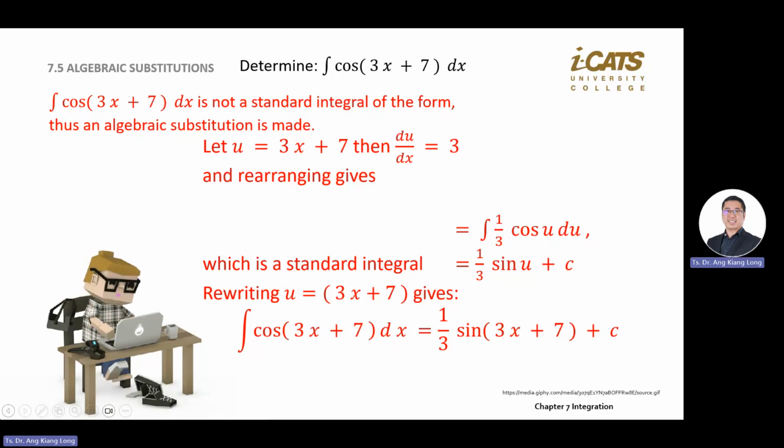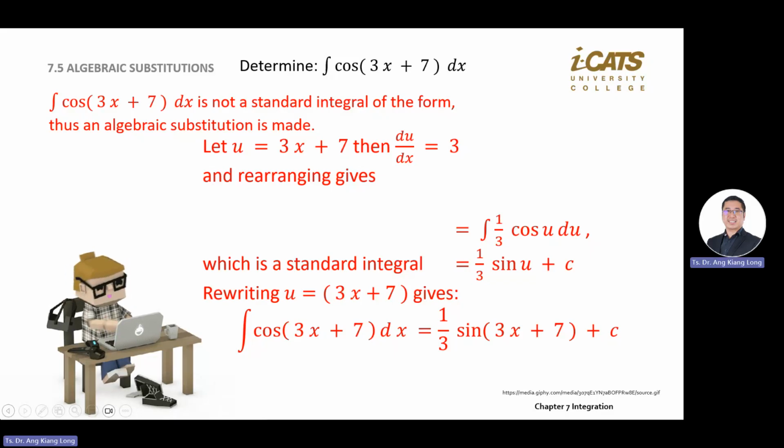Once you get the answer, the next step is to substitute back the original u, because the question asks you for x, not u. After you get the answer, substitute the u, 3x plus 7. Replace with that one. So the final answer is 1/3 sine bracket 3x plus 7 plus c.